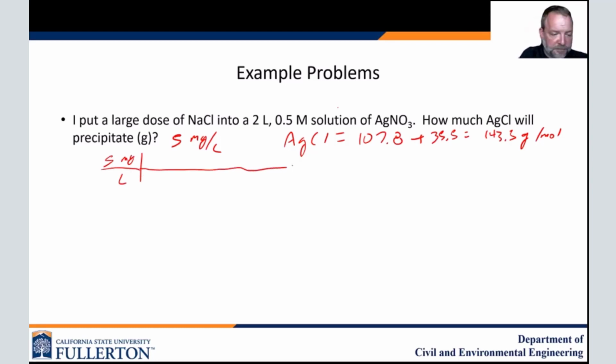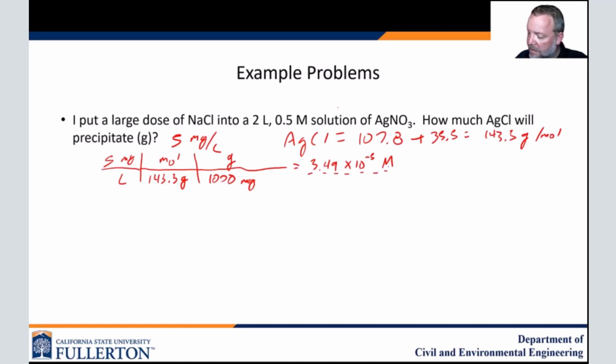5 milligrams per liter, 143.3 grams per mole. We have milligrams that we want to convert to grams, so we'll do 1,000 milligrams per gram. And that gives us the solubility of silver chloride, at least at this temperature that we're talking about, is 3.49 times 10 to the negative fifth molar. All right, that's kind of part of our answer, so we'll give that a dotted underline.